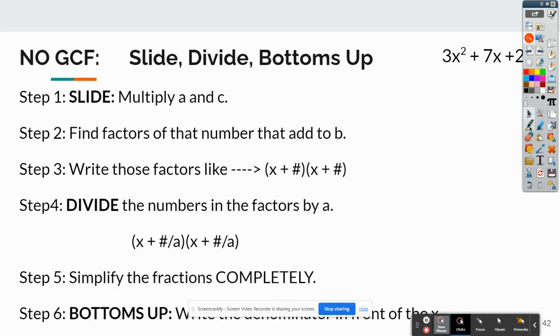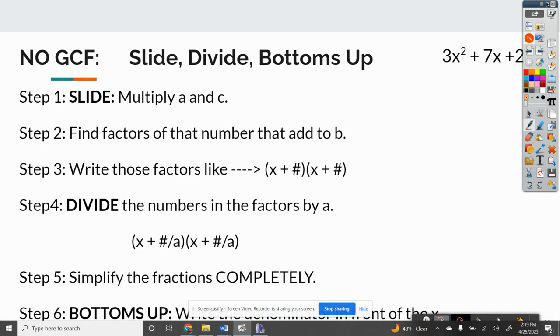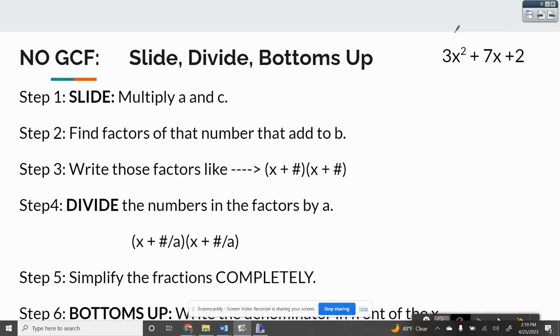Okay. All right, so sometimes you'll get examples where there is a number out front of the x squared, and we would try to get rid of it by dividing out a greatest common factor, but you'll notice there is no greatest common factor. So you can't divide out a greatest common factor. So we'd kind of be stuck until now. So this is going to be called the slide and divide method. And the slide and divide method will need to be used when you cannot divide out a GCF and you're kind of stuck with this 3 here.